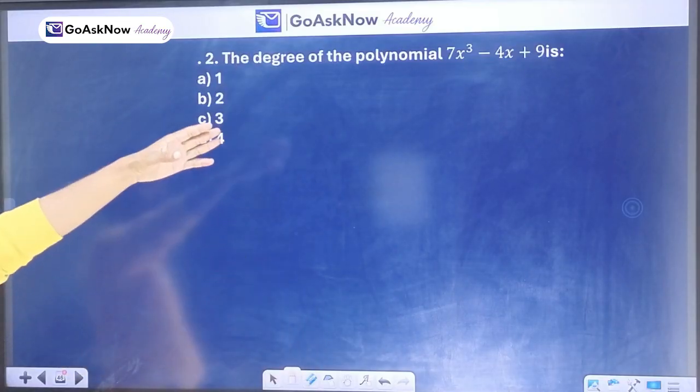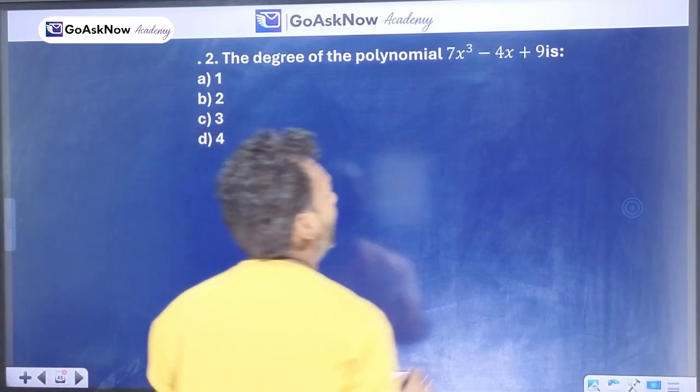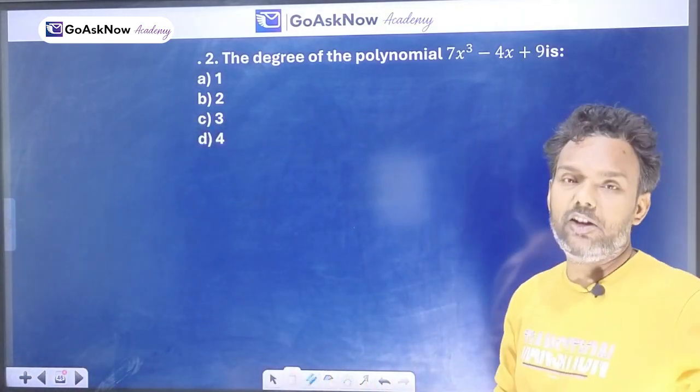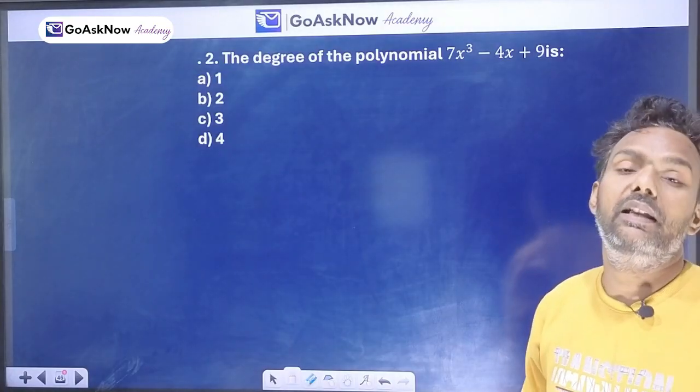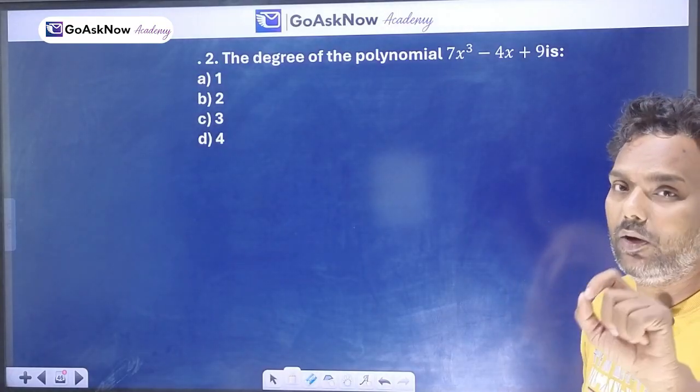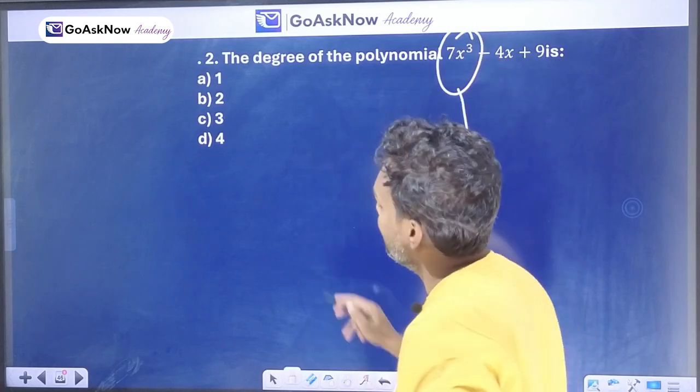The degree of polynomial, this is what? Find the degree of polynomial. What is the degree of polynomial? Maximum power of variable in the given equation is known as degree of the equation. Okay? So, degree of the equation is 3.